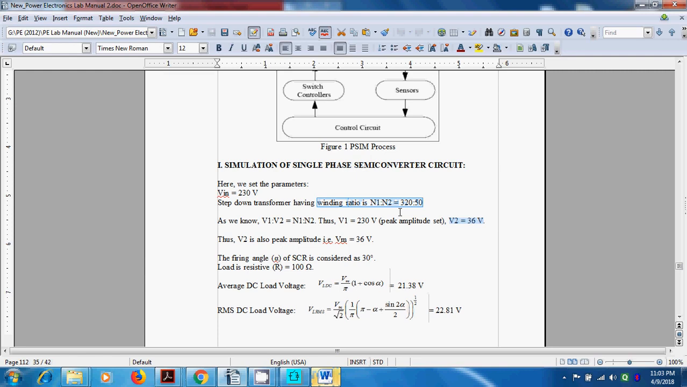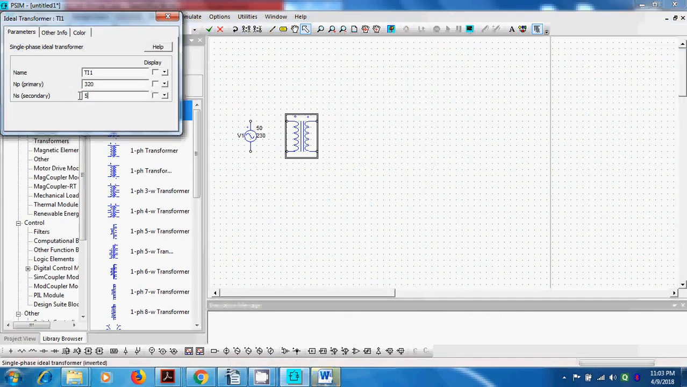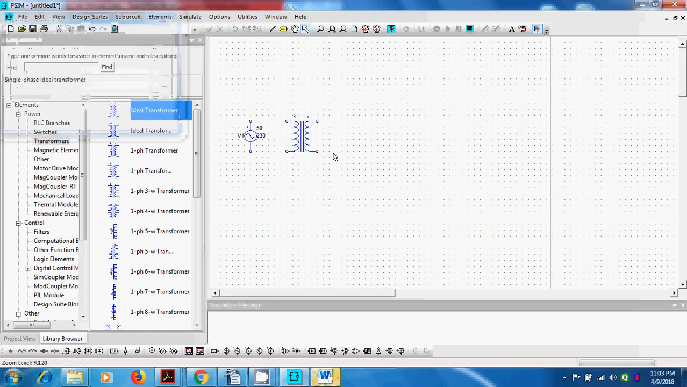So if my input primary winding has 320 coils and the secondary winding has 50, I will use this logic. The number of primary windings is 320, the number of secondary windings is 50, and this is my transformer winding. Definitely my output here will be 36 volt and my input is 230. So input is 230 and output is 36 volt. Now this voltage I will give to the rectifier.